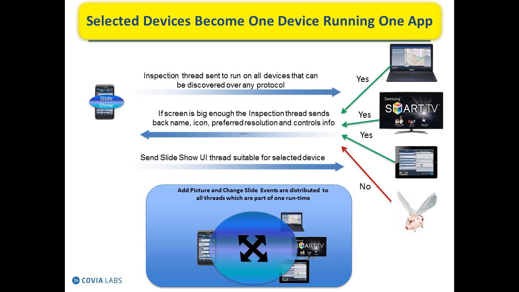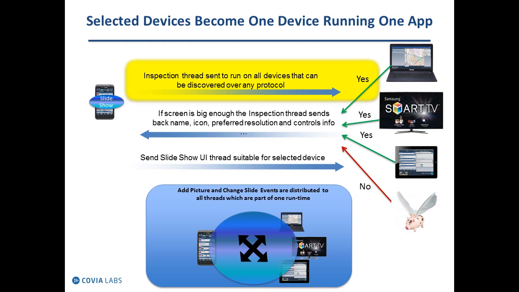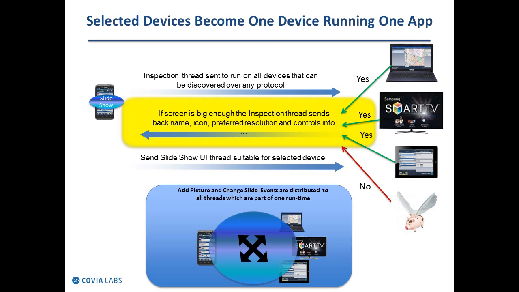So here is how slideshow works. When the slideshow starts up, it calls the connector it's running on with a pointer to an inspection thread that's part of the application and directs the connector to run the inspection thread on all the nearby devices it can discover. In this case, the connector is using both Bluetooth Discovery and ZeroConf to find nearby devices. The inspection thread is set to run on each device and collects information from the connector about the display capabilities of the device it's running on. If the device has a display that's suitable for the slideshow to use, it sends back the device name, icon, and preferred resolution. This information is used to put up a list of compatible devices on the phone screen.